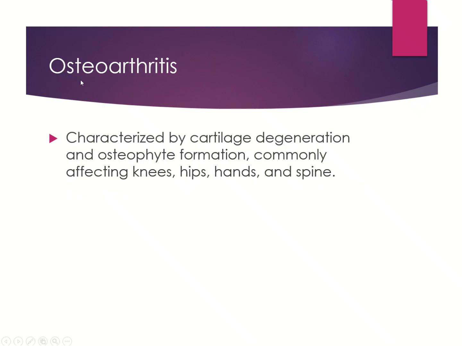So now come to osteoarthritis. It is characterized by cartilage degeneration and osteophyte formation, commonly affecting the knee, hips, hands, and spine. Mostly osteoarthritis affects knees, hips, hands, and spine.